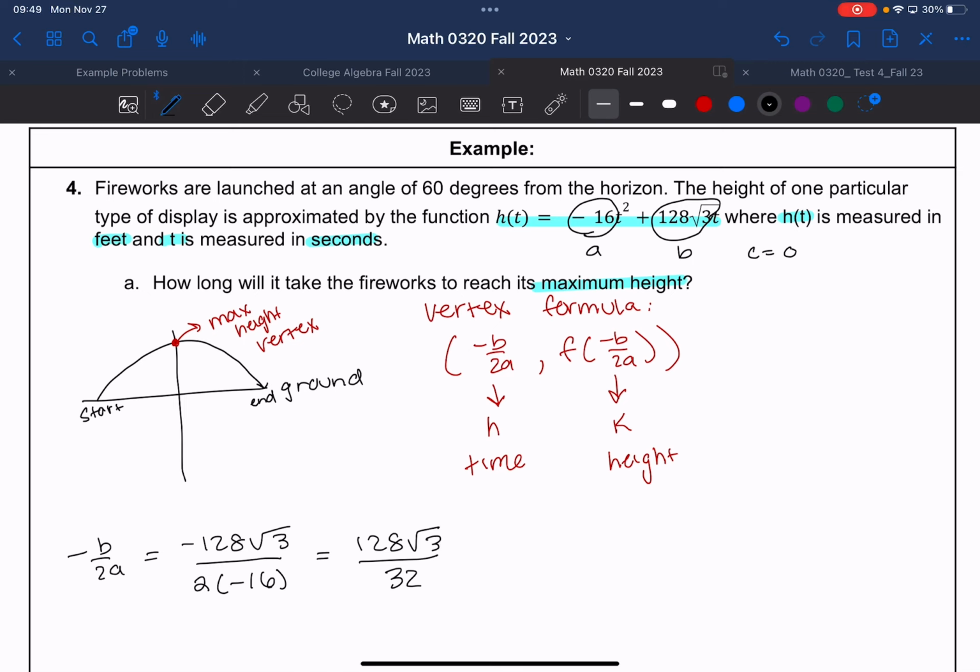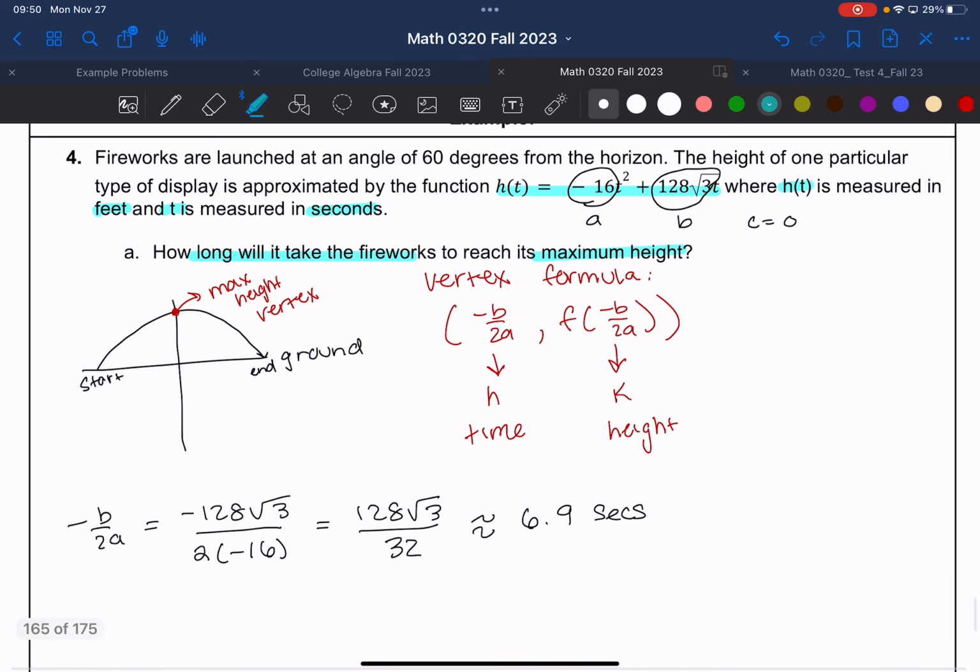And then since we are talking about a real world problem, we want a decimal answer. So you would plug this into your calculator, 128 times the square root of 3, all divided by 32, and you should get approximately 6.9. Okay. And since this is the h part of our problem, this is 6.9 seconds. So this is saying how long will it take to meet the maximum height?